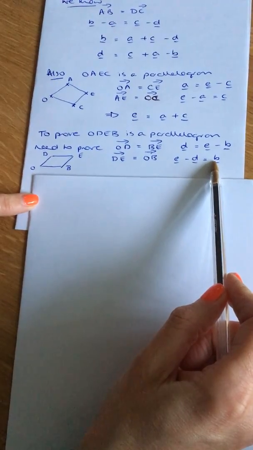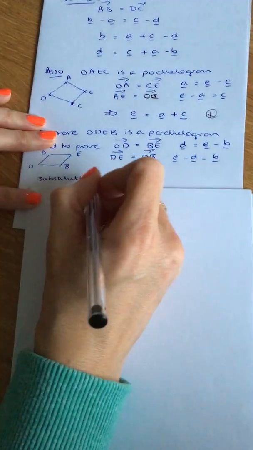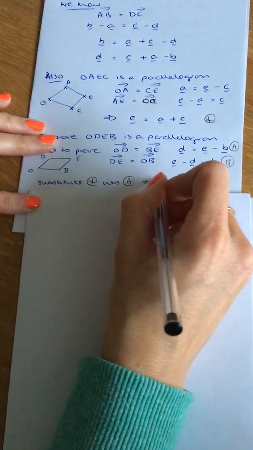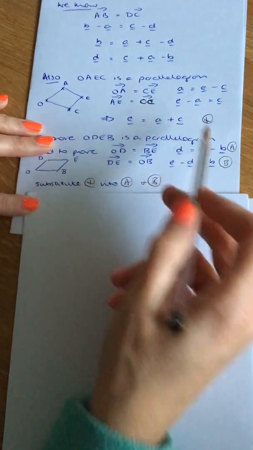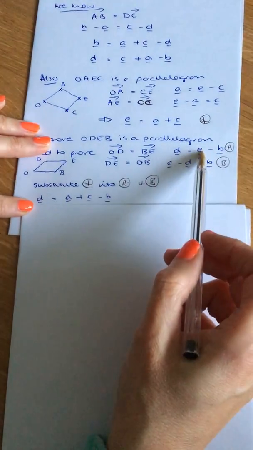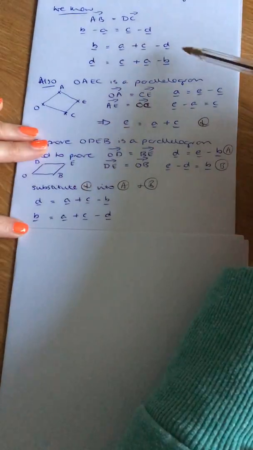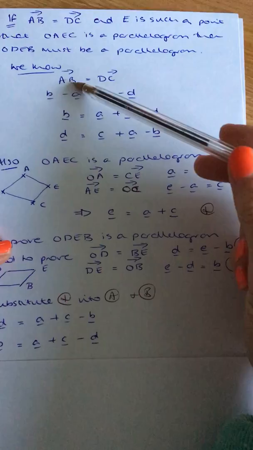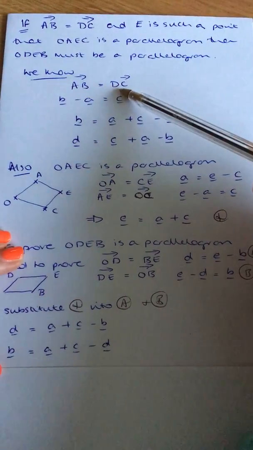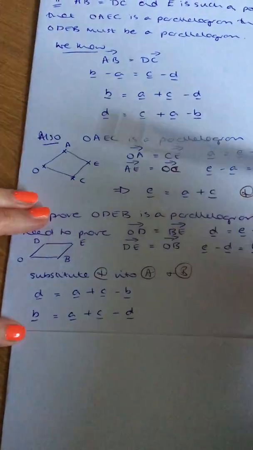Now what I want to do is substitute the equation I've already made for E into these two equations, A and B. Okay, so I know that E is A plus C, and I'm going to substitute that in here, and it gives me D is A plus C minus B, substituting into there, and B is A plus C minus D. Now, if we go back up to here, because of the proof at the start, AB is DC, we've already proved these exact rules, thus proving that if OAEC is a parallelogram, then ODEB is a parallelogram too, just in time for dinner.